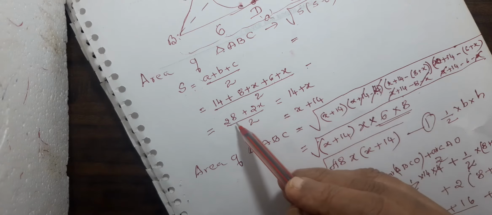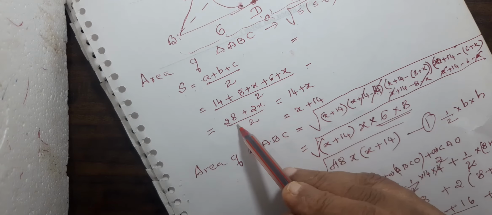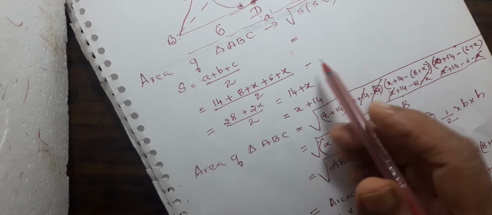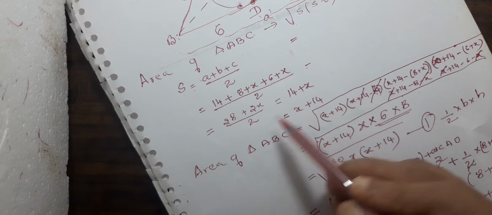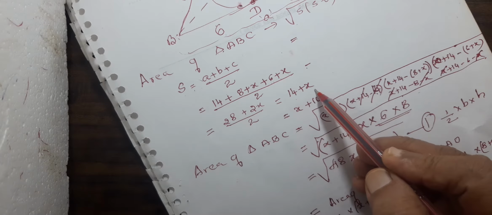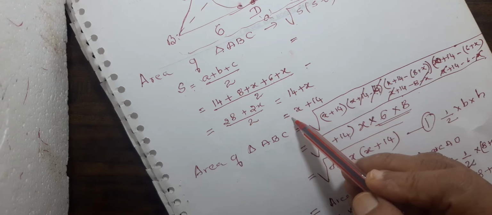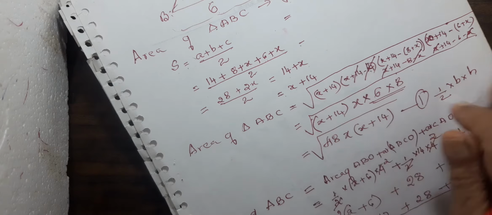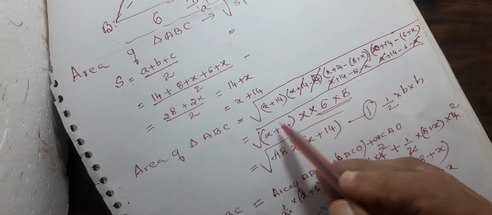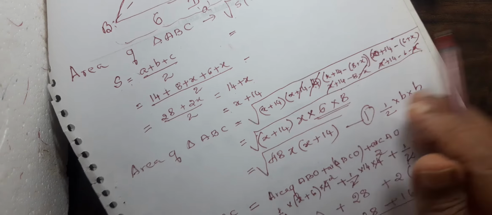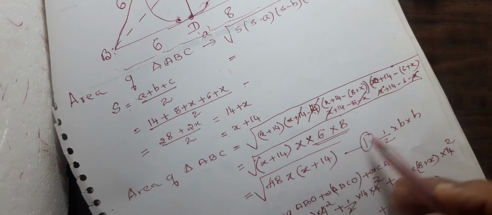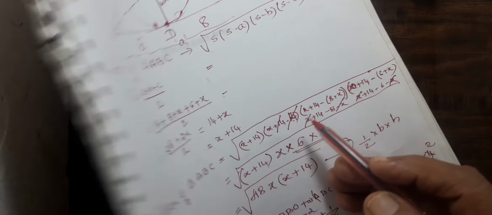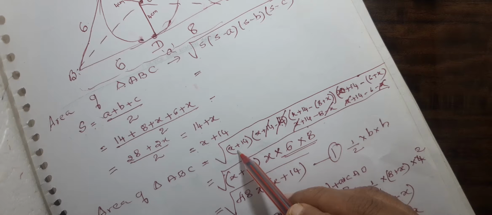So now what happens? 14 plus 6 and 8 gives you 28. So (28 plus 2x) by 2 is equal to 14 plus x. I can even write it as x plus 14. Now how do we calculate the area of triangle ABC? We calculate by the formula I have written at the top. According to that, what is s? It is x plus 14.